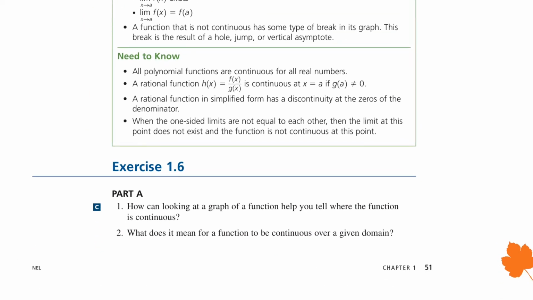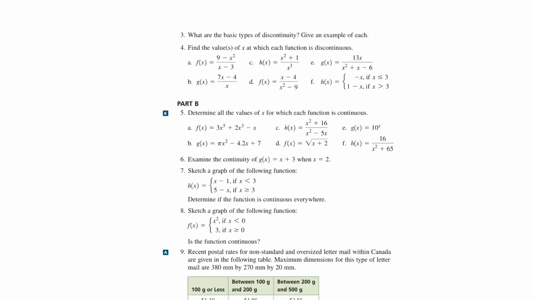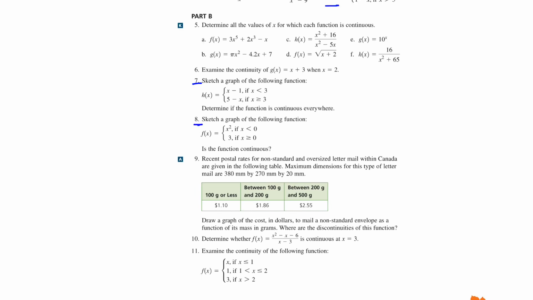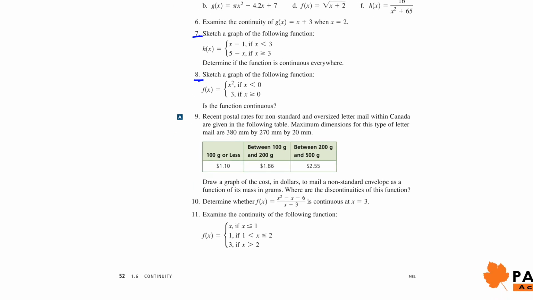To understand what we discuss in this section, work on question number 4, part A, G and H. Question number 7, question number 8, and question number 11, page 52, exercise 1.6.